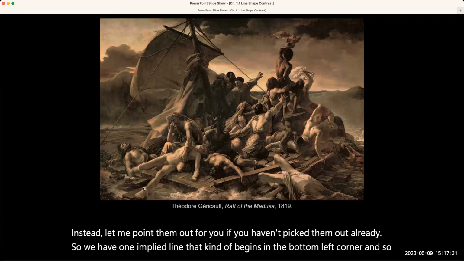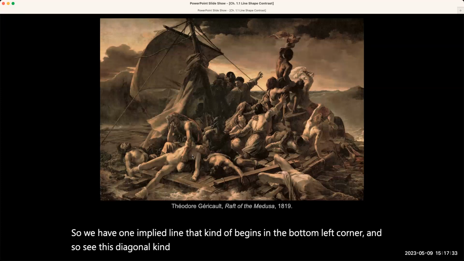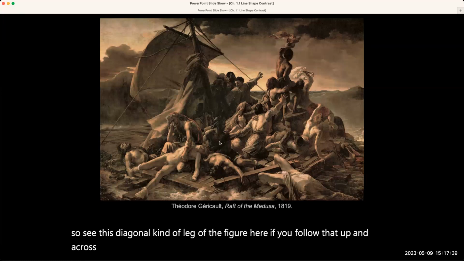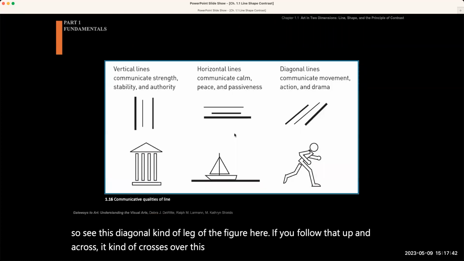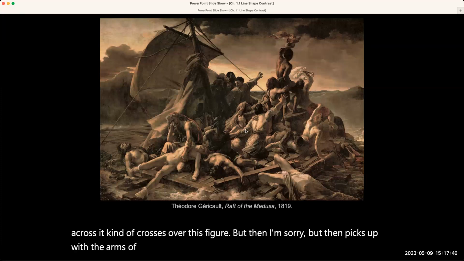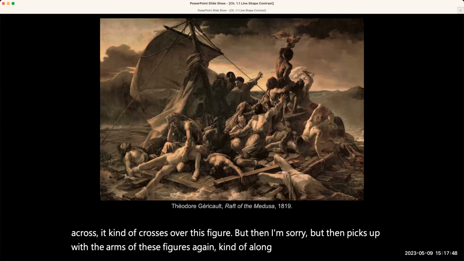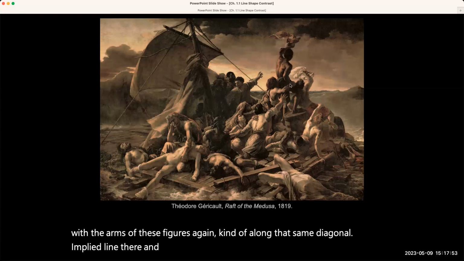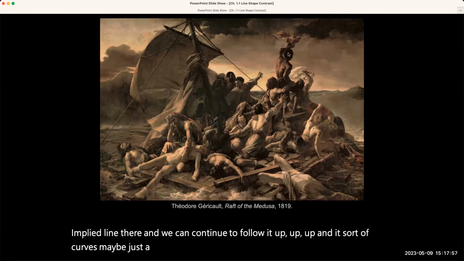And so see this diagonal kind of leg of the figure here. If you follow that up and across, it kind of crosses over this figure, but then picks up with the arms of these figures, again, kind of along that same diagonal implied line there. And we can continue to follow it up, up, up, and it sort of curves maybe just a little bit and peaks with this particular figure right here on the top of the pile.